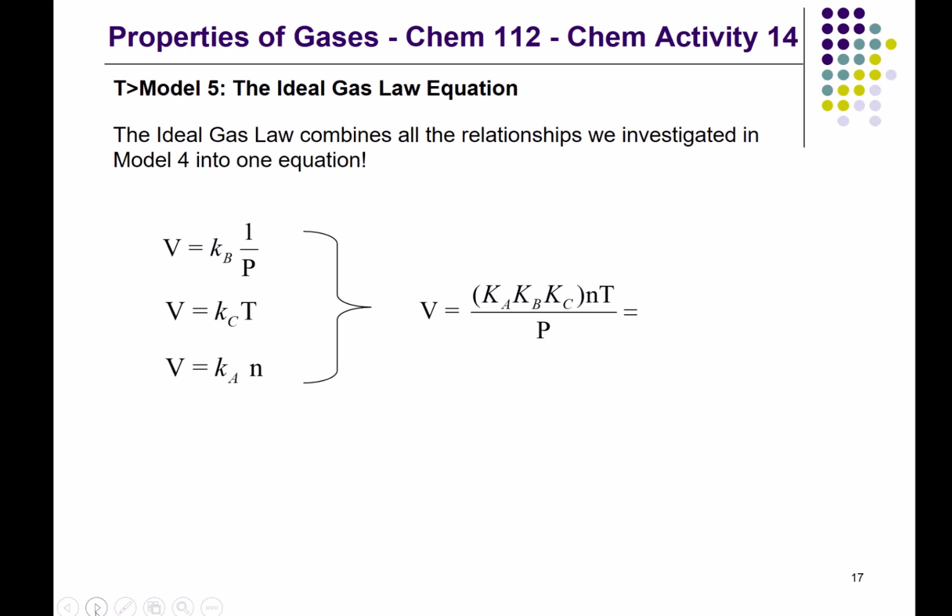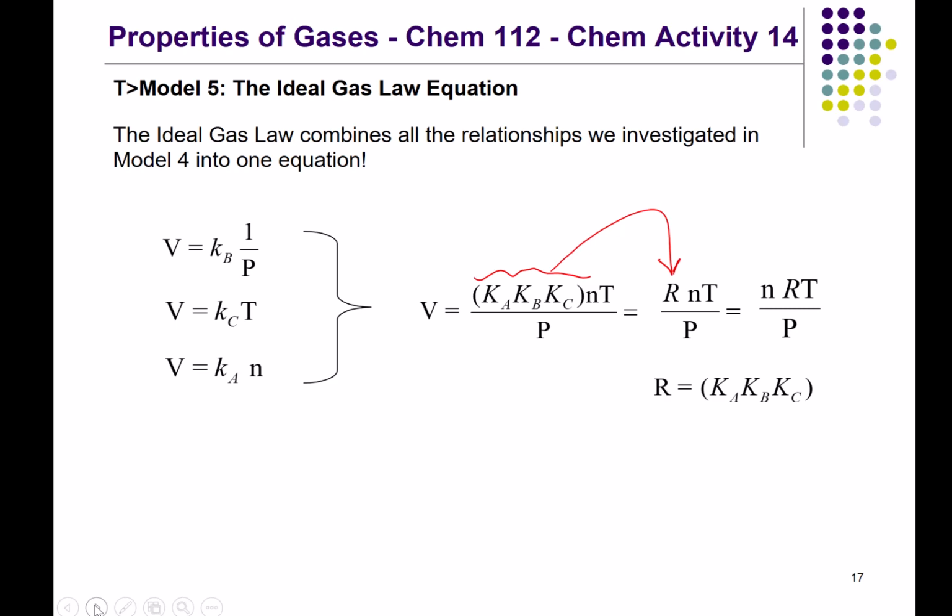Now I'm going to rearrange a little bit in that I'm going to call all of these things just R. And as you're about to see, R is our ideal gas law constant. So just to make explicit, R is equal to Ka times Kb times Kc. Now I'm going to rearrange a little bit further and put the R between the n and the T, just because this is normally how we see it. So volume is equal to nRT divided by P.